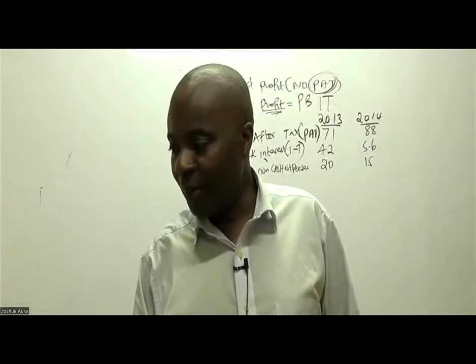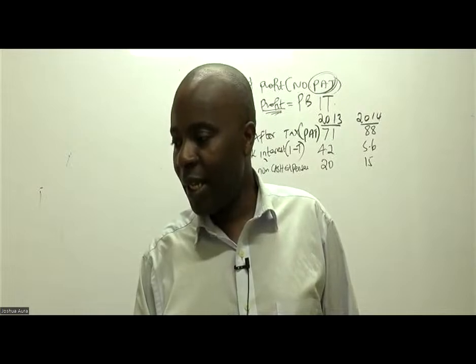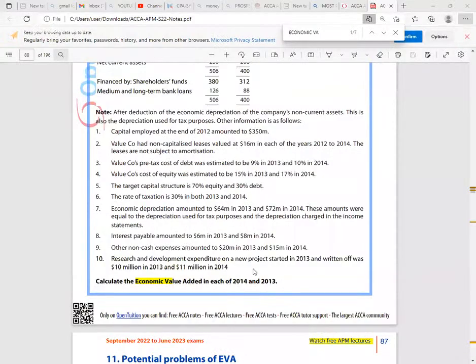So from there, ladies and gentlemen, we go to the next thing. Note number 10, research and development expenditure on a new project that started in 2013 and written off was 10 million in 2013 and 11 million in 2014. What do you think about this research and development?